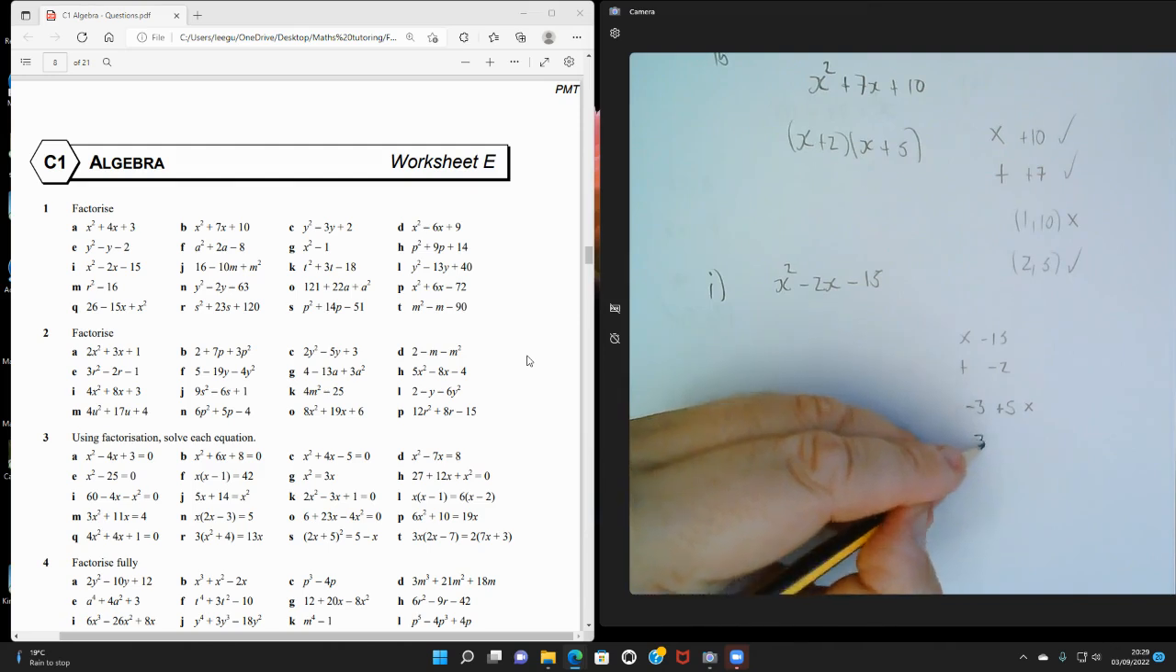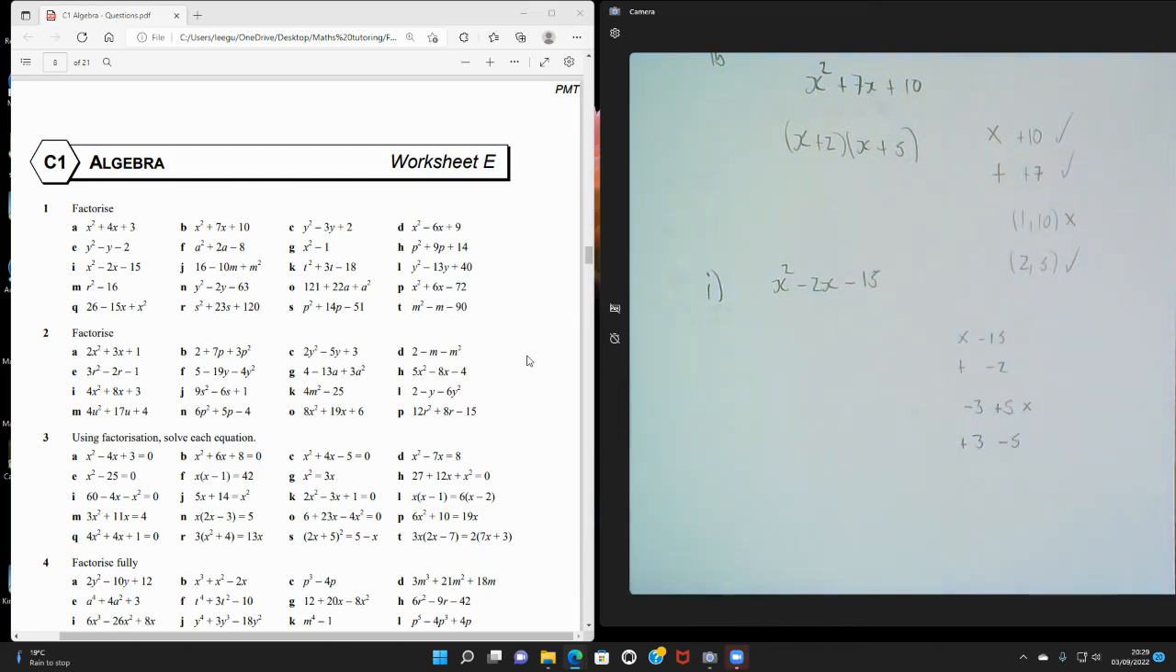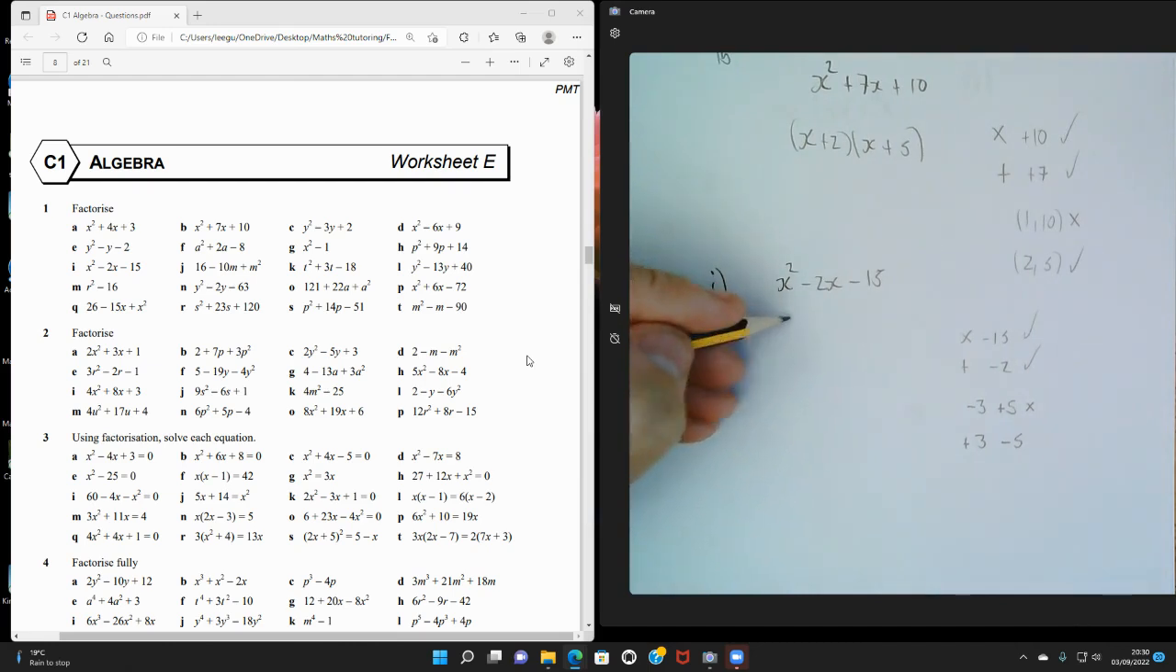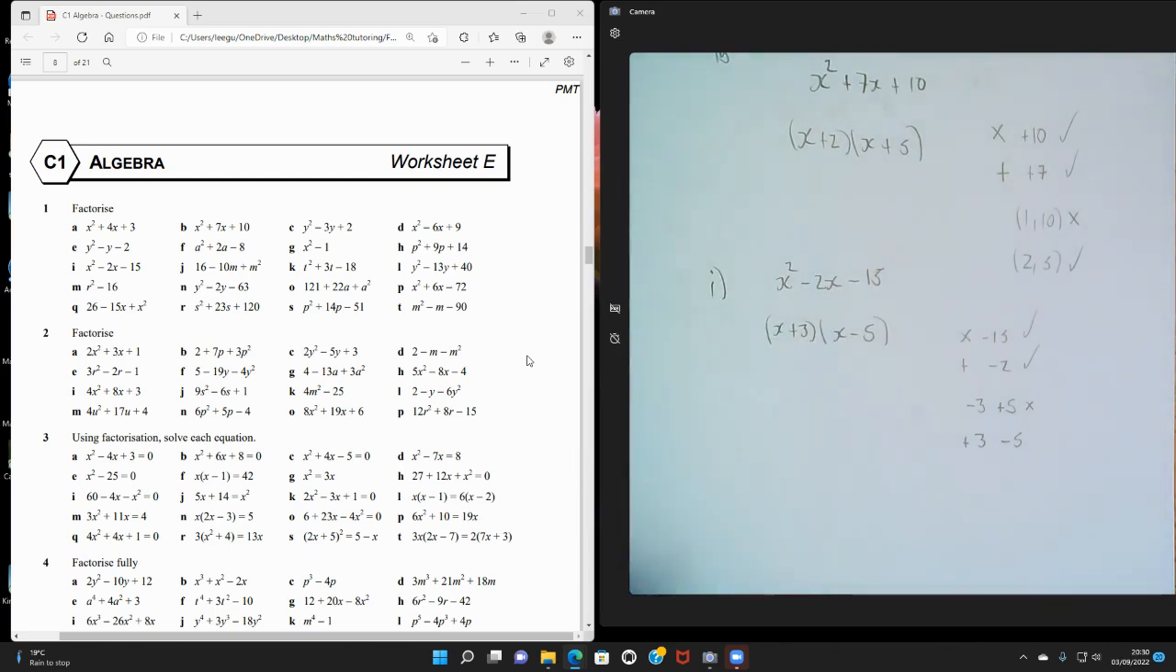So let's see, could it be 3 and 5, but maybe this one's positive and this one's negative? Well, 3 times minus 5 does make minus 15, and minus 5 add 3 does make minus 2. So we found the correct factor pair. So this expression factorizes into x add 3 and x minus 5. And that's that one factorized. Have a little practice of some of the questions there in question 1.